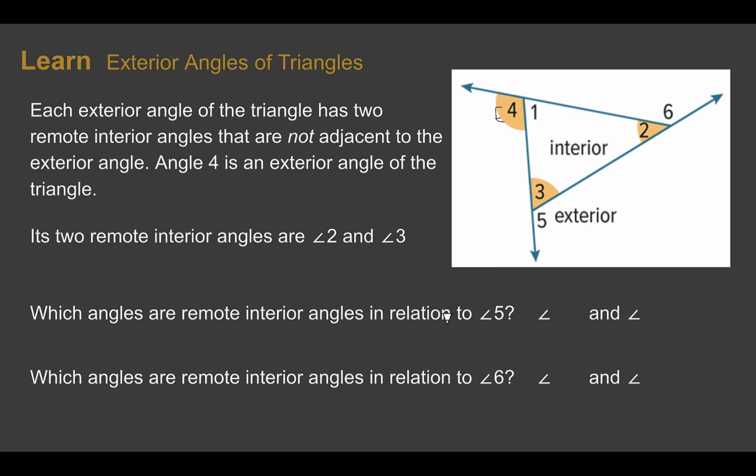So which angles would be remote to angle 5? If angle 5 is over here, which ones are far away? It would be angles 1 and 2. What about for angle 6 over here? Which ones are far away? 1 and 3. So the remote interior angles are the ones away from the exterior. And those also have a special relationship.